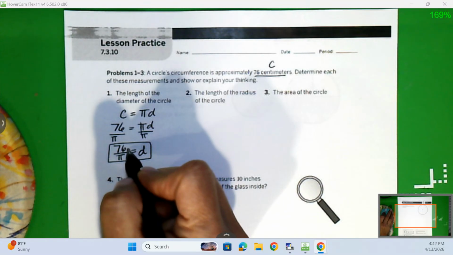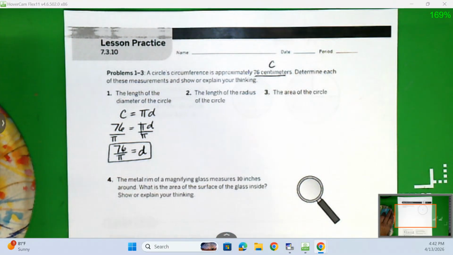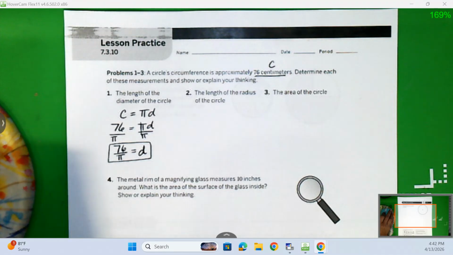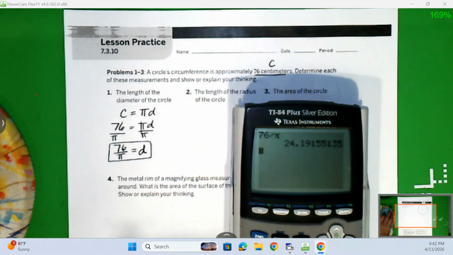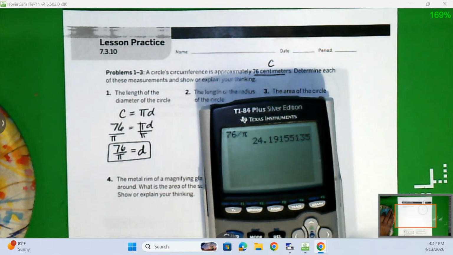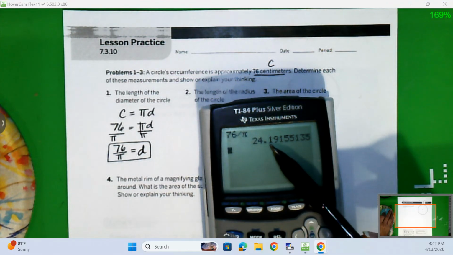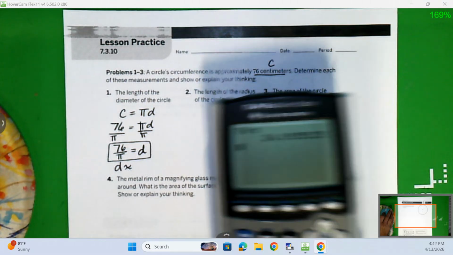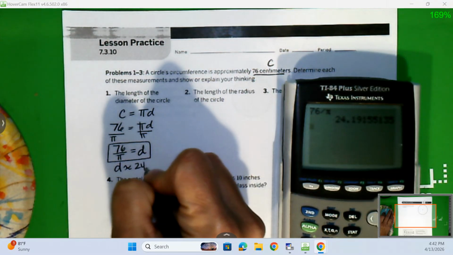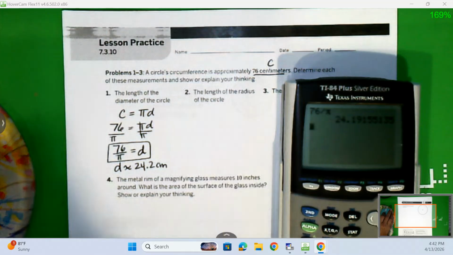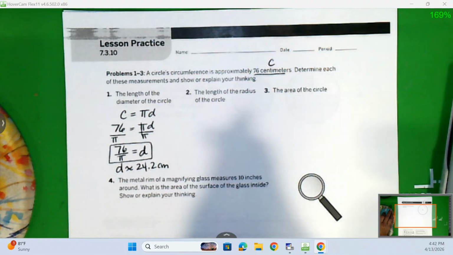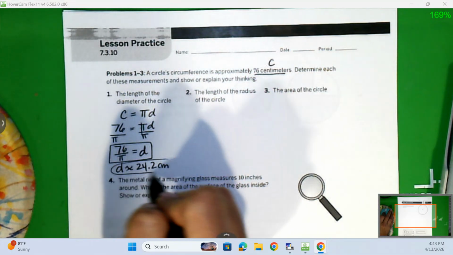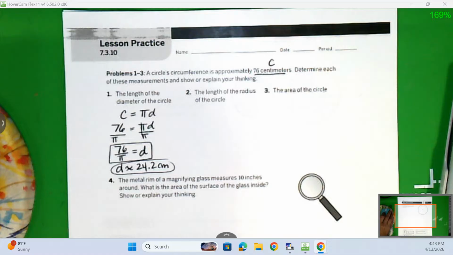We're going to go ahead and do 76 divided by pi. And we're going to go ahead and round to 1 decimal place this time, 24.2. So the diameter is approximately 24.2 centimeters. On a ruler, you would be able to get 0.2 because it's 2 millimeters.